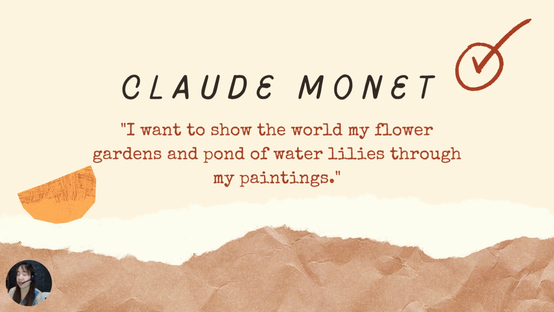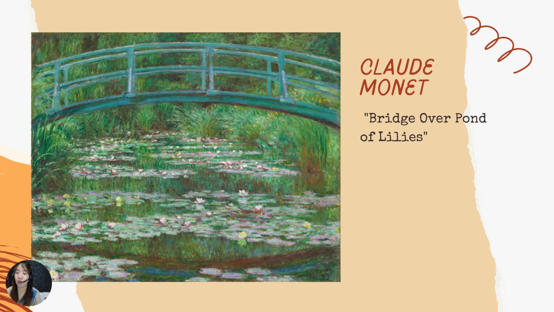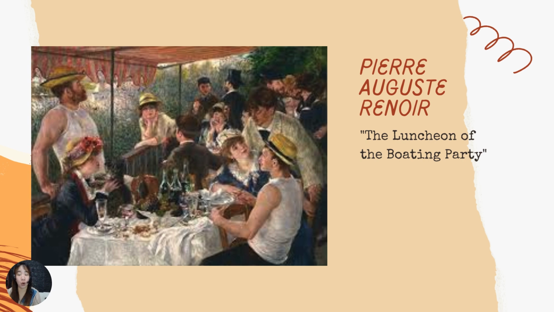So, again, Claude Monet wanted to show the world his flower gardens and pond of water lilies through his paintings. So that's why he created this: Monet's garden at Giverny and bridge over pond of lilies. Monet is best known for his landscape painting, depicting his flower gardens and water lily pads, as you can see on his works. Next, let's have Auguste Renoir first.